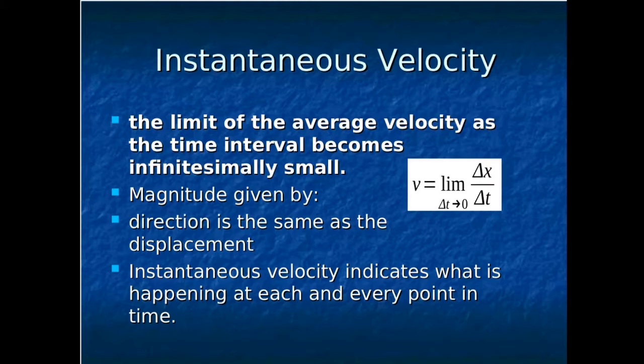Now, instantaneous velocity is the velocity at a particular instant. It's the limit of the average velocity as the time interval becomes really, really small. So if you look at very small time slices and ask what's the displacement during that really small amount of time, you get the velocity at an instant. So the magnitude is given by that equation, and the direction is again the same as the direction of the displacement. The instantaneous velocity indicates what's happening at each and every point in time as an object is moving.